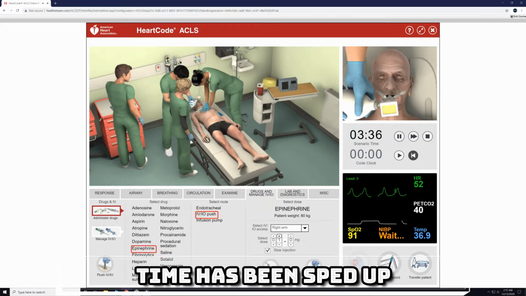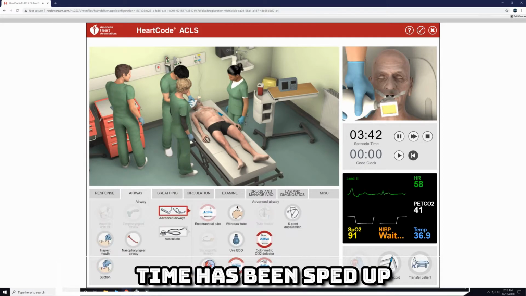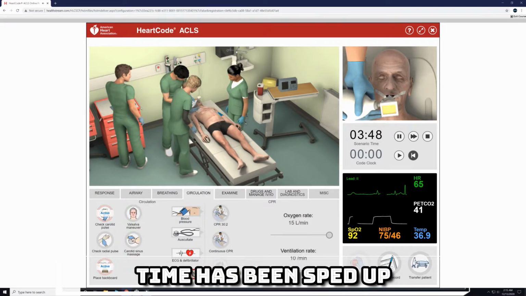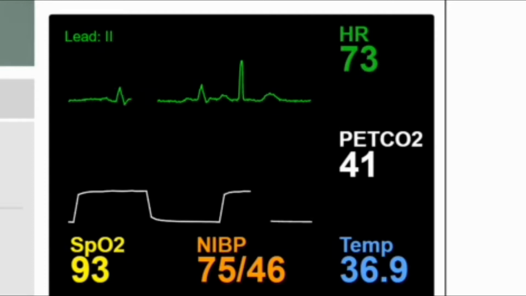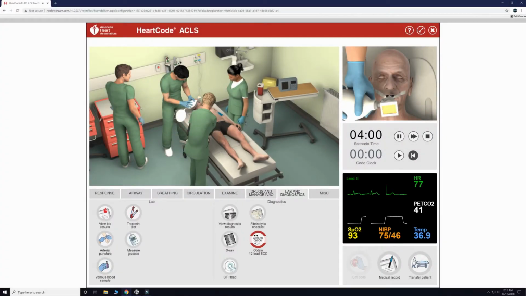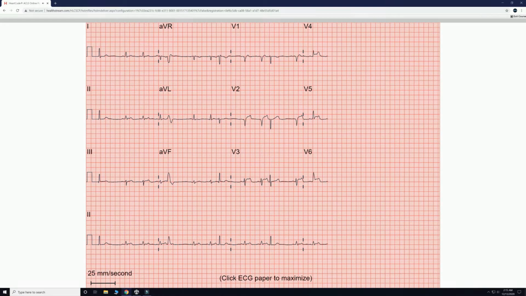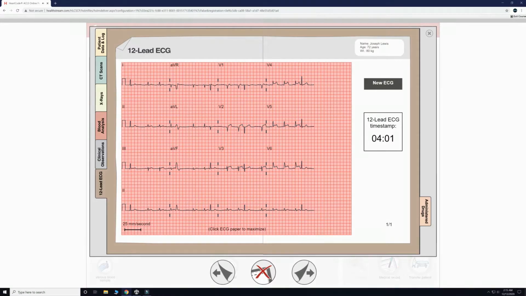The patient obtains ROSC, and we can feel a weak, irregular pulse of 60 beats per minute. Here we can see our vital signs. We will repeat a 12-lead ECG. We can see ST elevations in V2, V3, V4, V5, and V6 clearly. This patient is suffering from a heart attack.